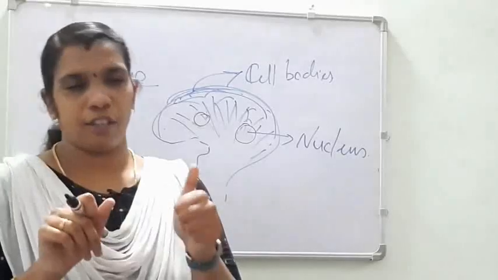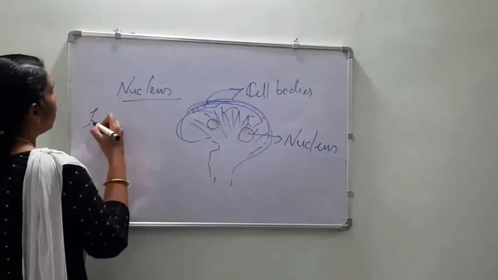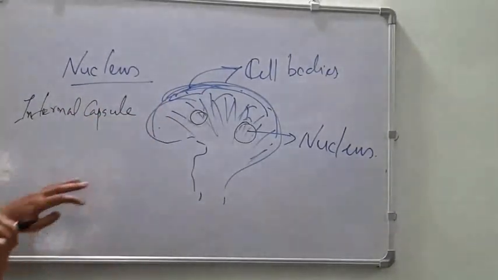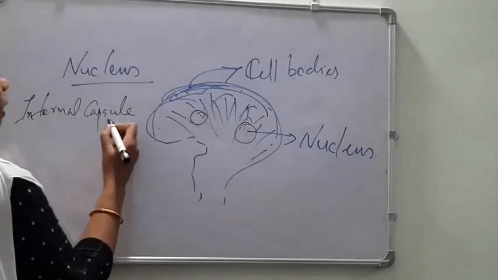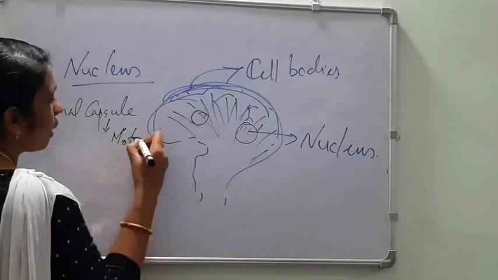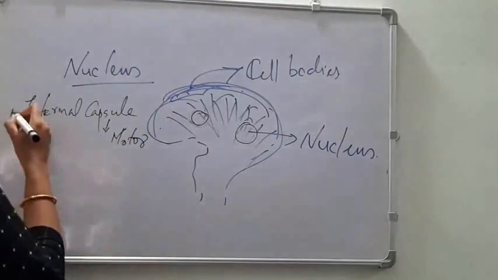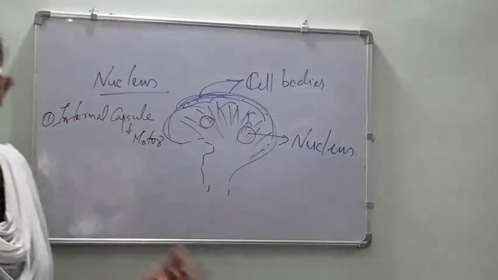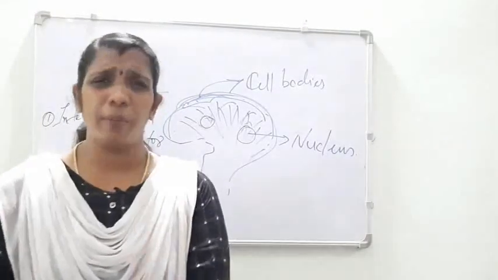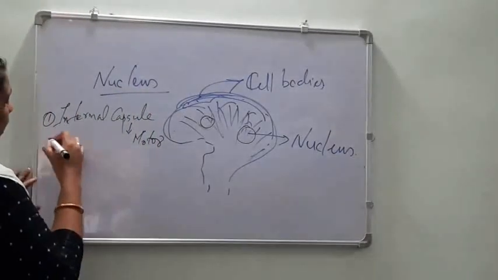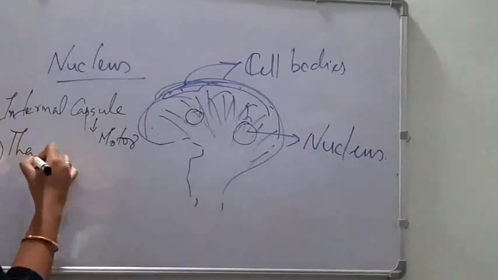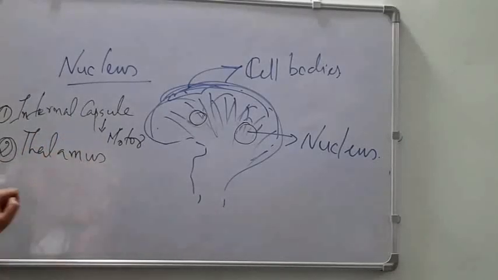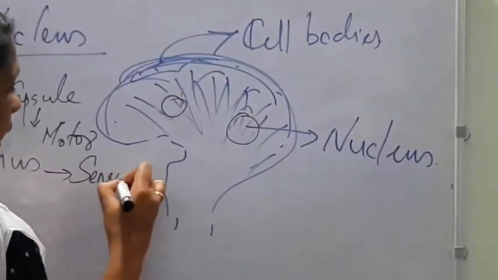So the most important nucleus is the internal capsule. It is in connection with the motor system. Okay, internal capsule is in connection with the motor system. Next, there are so many nuclei, I am saying only the important nuclei inside the brain, which are very, very important to understand the pathology. Next, internal capsule. Second is what? Thalamus. Thalamus is concerned with the sensory activities.